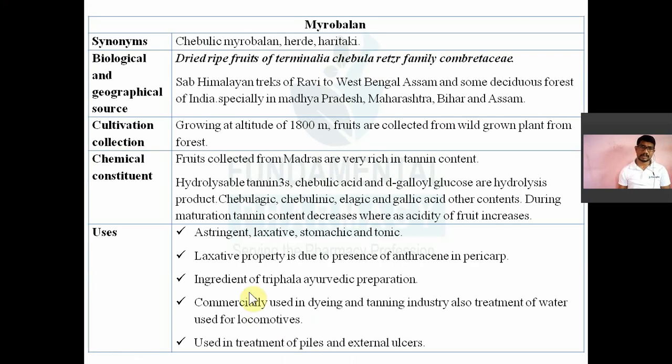The first drug from this category is known as myrobalan. First drug from the tannin category is myrobalan. The synonym for myrobalan is chebulic myrobalan. It is known as harde or haridki. You might have seen this harde or haridki in condiments. Biological source: it consists of dried ripe fruits of Terminalia chebula.